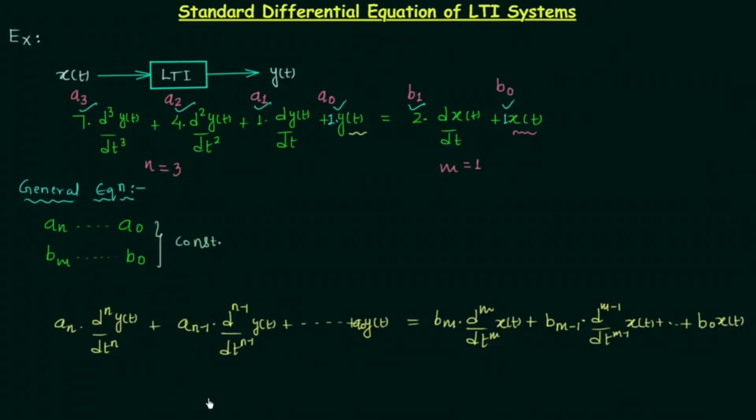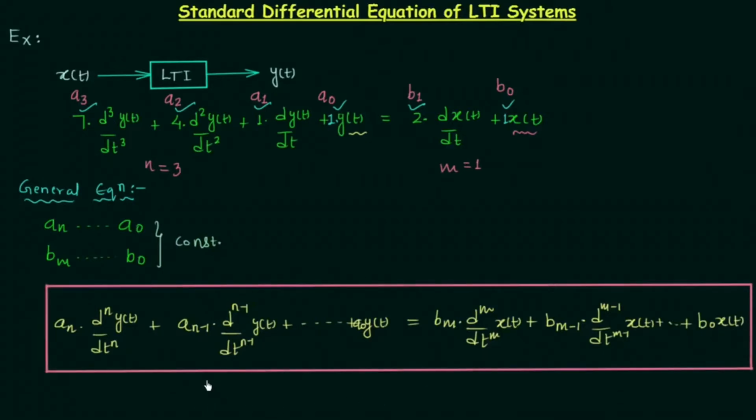So this is the general equation, and there are two conditions along with this equation. The first condition is all the coefficients must be constant. So this one here is the first condition. All the coefficients should be constant, and when this happens we can say that the given system is a time invariant system. So the first condition is for time invariancy.